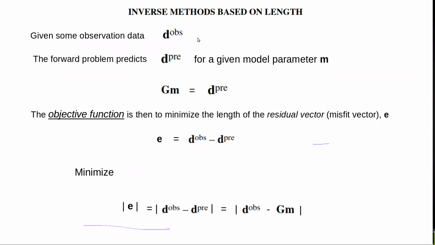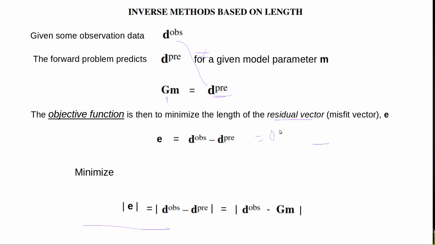So inverse problems are based on length. Say we make some observations, the observed data, and then we use our forward problem to predict some data. We know G, we know some model parameters, and then we can make some predictions. In the case where we have a mathematical inverse for G, the predicted data should be equal to the observed data, so that the difference, which we call the residual, will be equal to 0. But this is hardly the case. The predicted data is definitely not equal to the observed data.